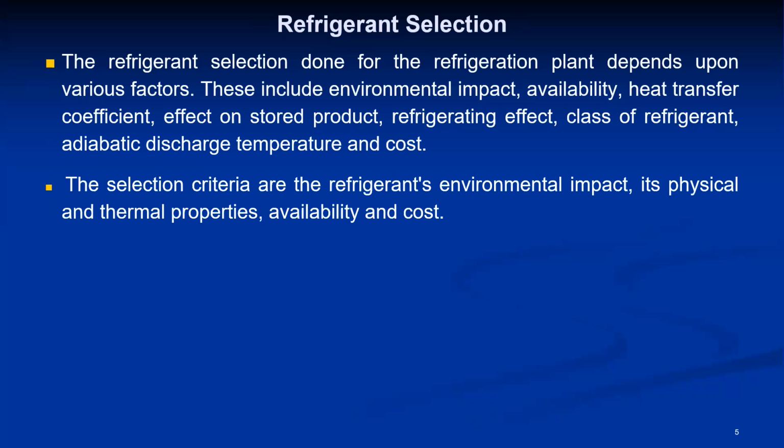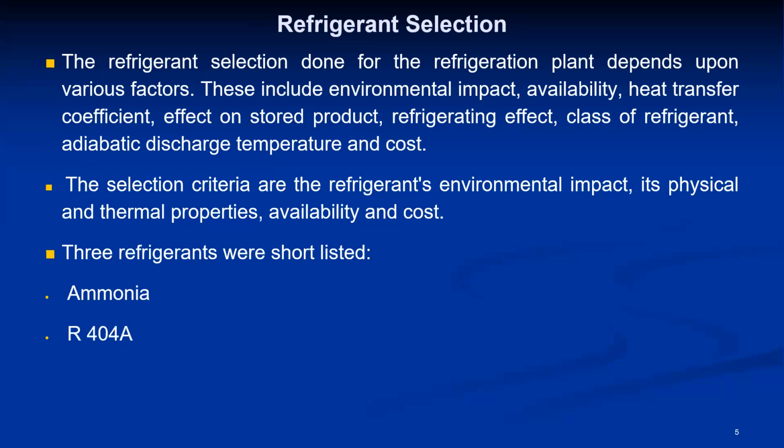The selection criteria are the refrigerant's environmental impact, its physical and thermal properties, and availability and cost. Based on these selection criteria, especially for cold storage, three refrigerants are shortlisted as meeting the closest criteria required for cold storage: ammonia is number one, R404 is number two, and R22. These three refrigerants are shortlisted based on cold storage applications. There are a few more refrigerants, but these are the most suitable for cold storage. But out of these three, now we have to select any one.